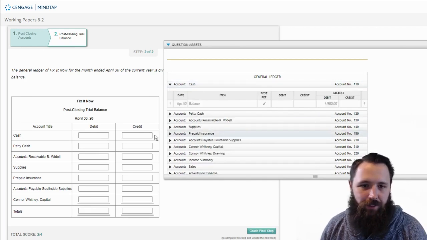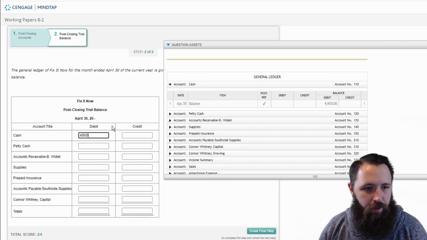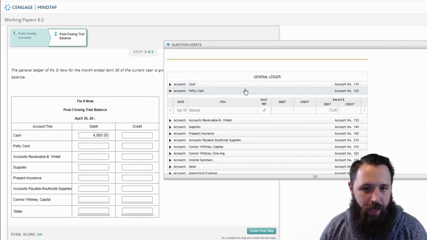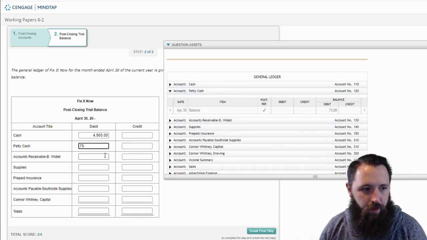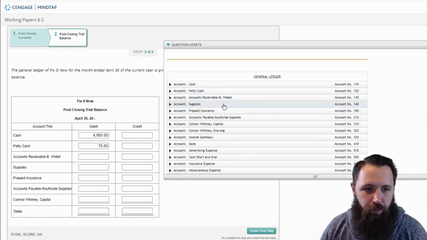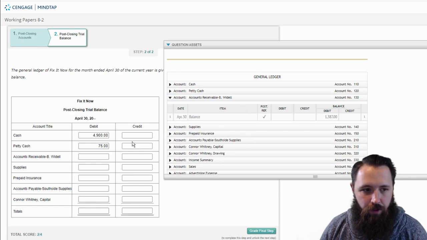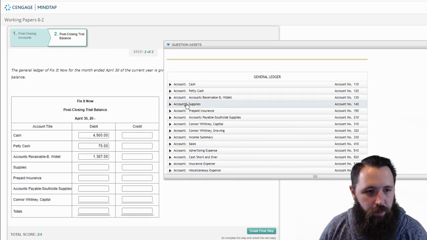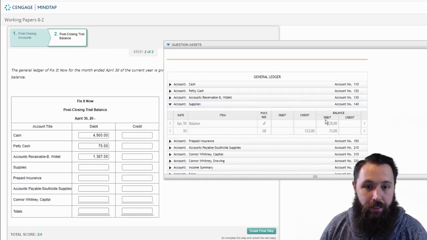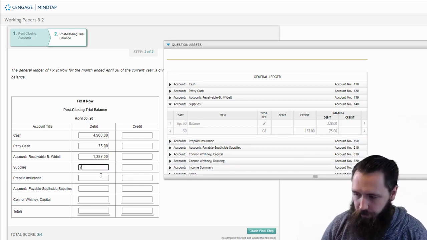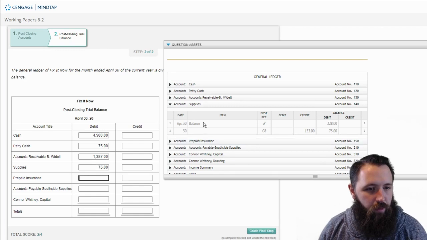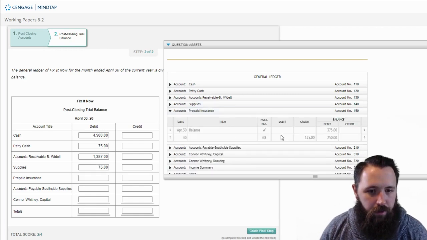You can see the balance for cash is a debit of $4,900. Next, we'll look at petty cash. Petty cash has a debit of $75. Next, we look at accounts receivable for B. Widwell, has a debit balance of $1,387. Next, we look at supplies. Supplies has a debit balance of $75. Prepaid insurance is going to have a debit balance of $250.